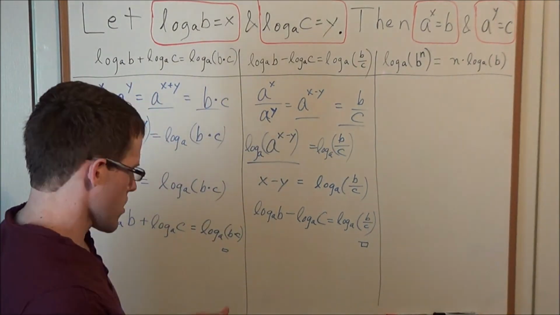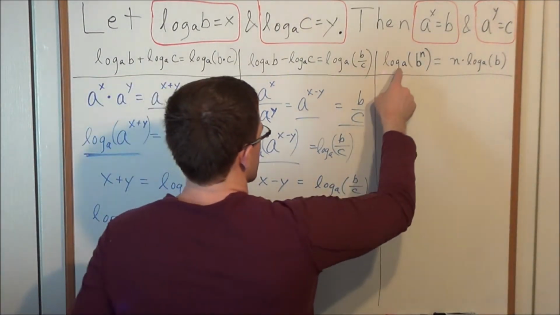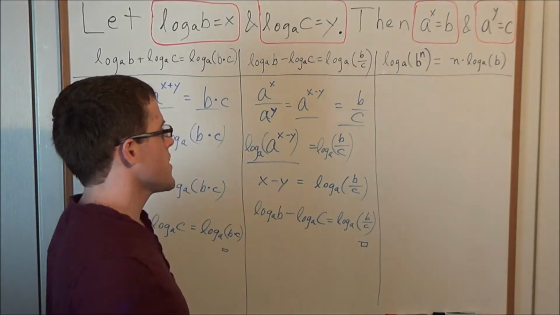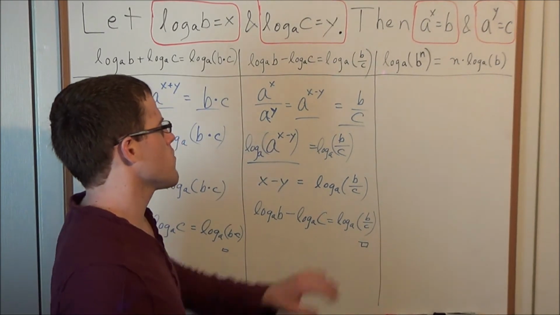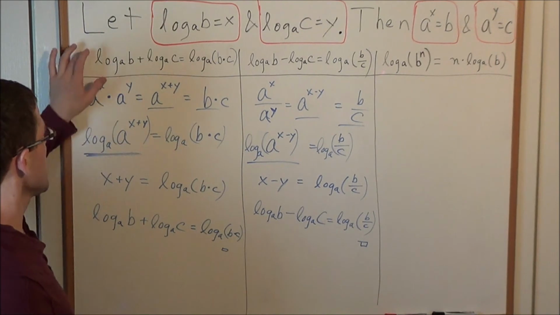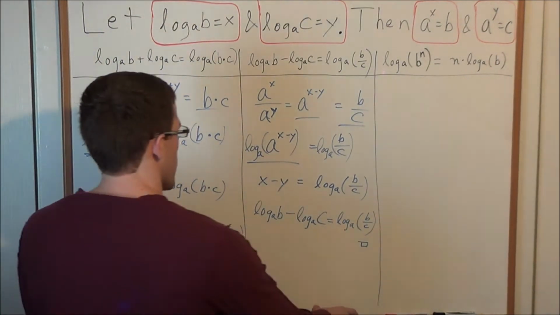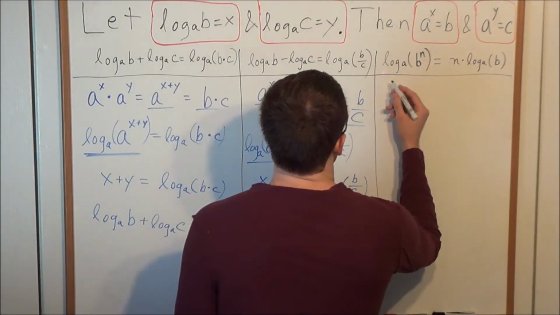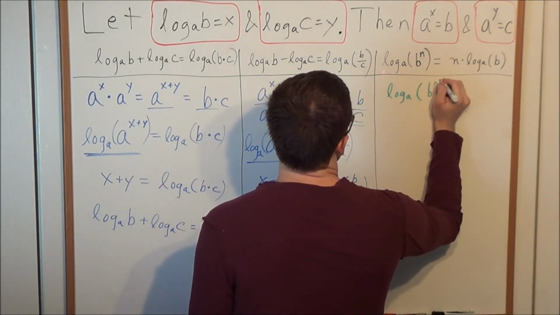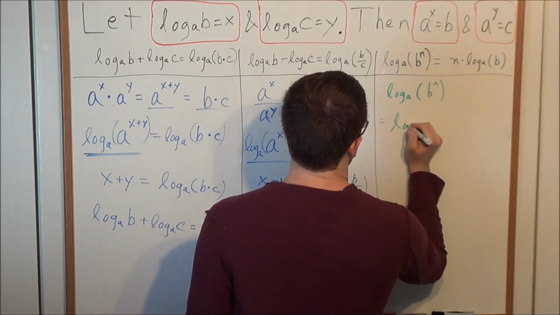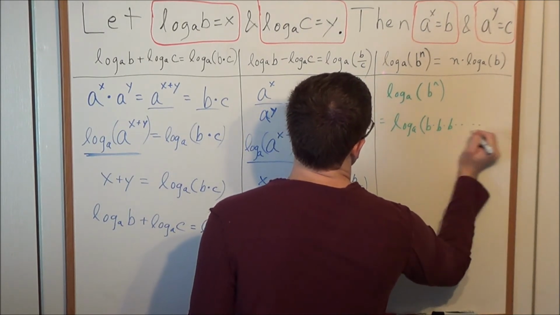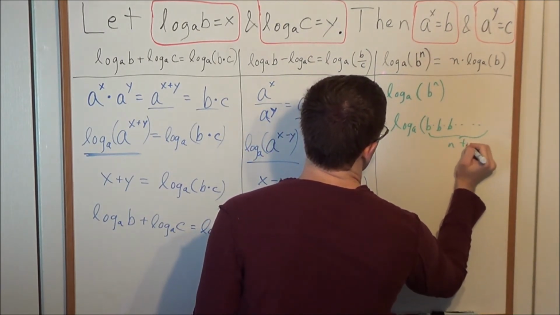And now finally I want to look at the log property: log base a of b to the n is equal to n times log base a of b. There are a few ways we could prove this one, but let's use what we already proved in the first example. We want to keep that in mind as we start. Let's take a look at log base a of b to the n. This is equal to log base a of b times b times b, n times.